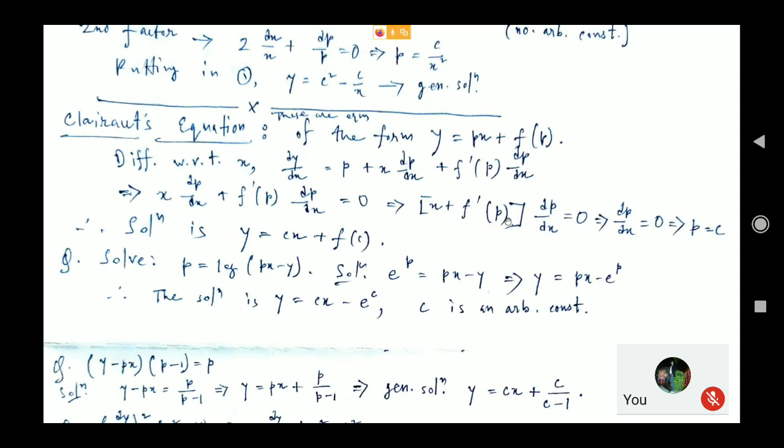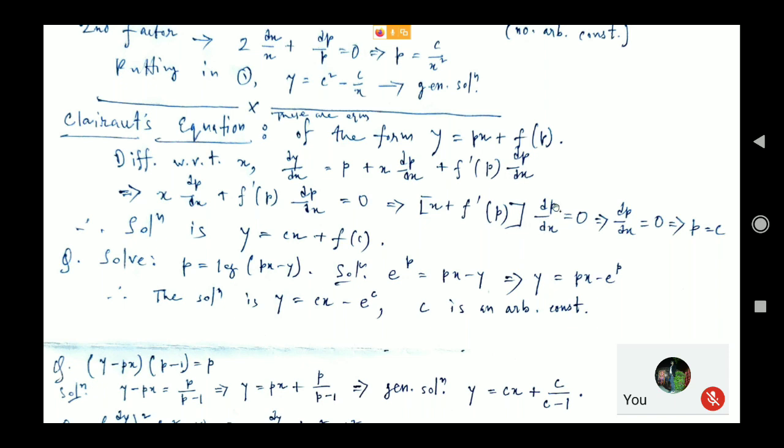F dash p means, f of p means a function of dy by dx. P means dy by dx, so a function of dy by dx. And f dash p means derivative of that. So this is a function of p, dy by dx. So dy by dx must be present here in this expression. If dy by dx is present here, it obviously cannot be equal to the single variable x or minus x. That's why this f dash p cannot assume the value minus x. That's why this factor cannot be 0. Understood? That's why we have considered only this factor.